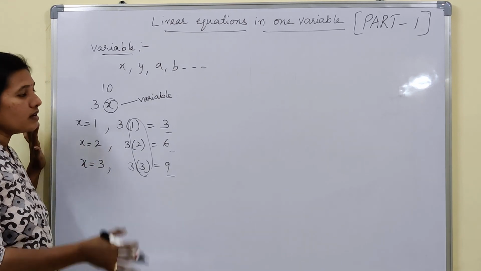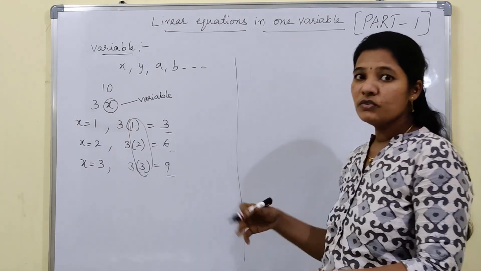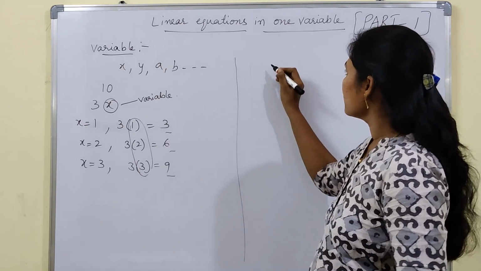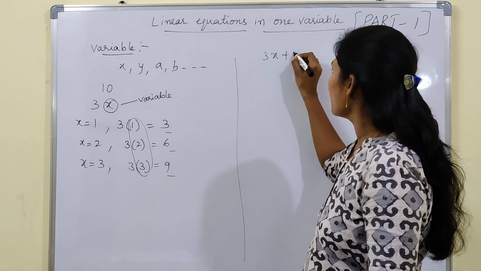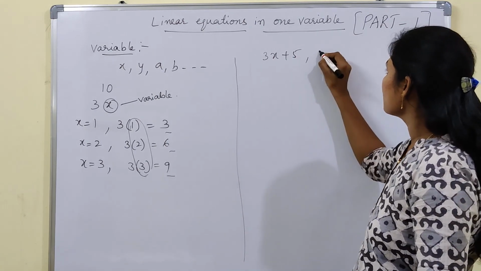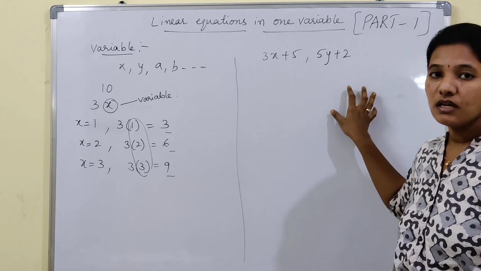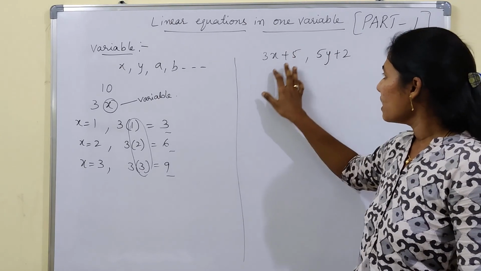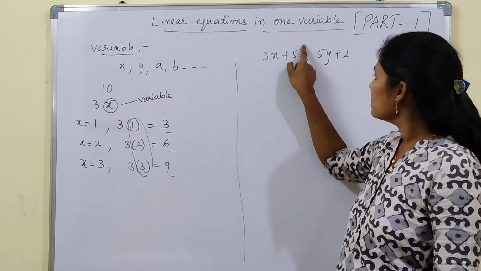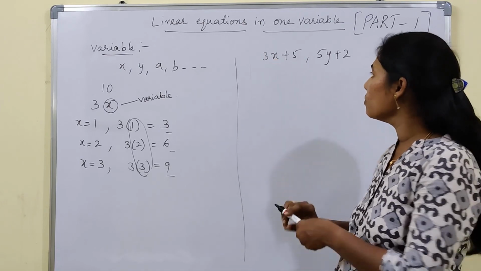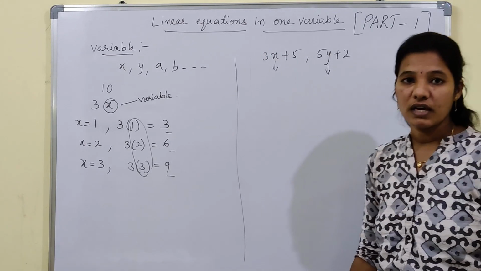Now coming to one variable. What is one variable or two variables? Before going to the variable, I will take the expression and equation and show them first. Expression means, suppose 3x plus 5 is there, or else 5y plus 2 is there. These are the expressions we will say. Here we have one expression and another expression. In these, you have only one variable. Here also only one variable, that is y.